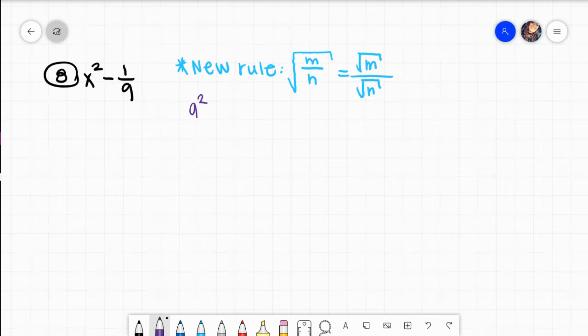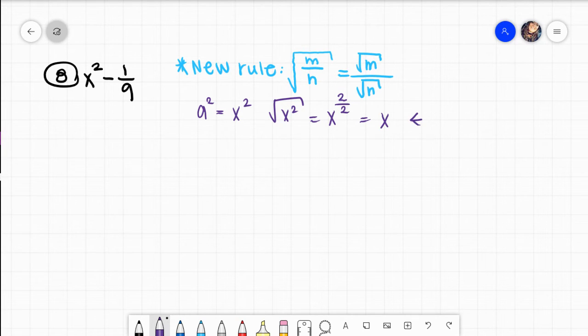Our a squared, sorry, it looks like a 9. Our a squared is x squared. I know I need to take the square root of a squared, which is x squared. I know that this can be written as exponent over root, which just gives me an x, which is my a, right? Then I need to look at my b squared, and that value is 1 over 9. I know I need to take the square root of b squared, which is 1 over 9.